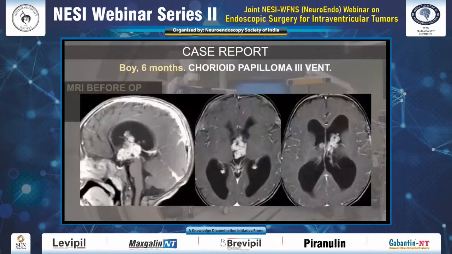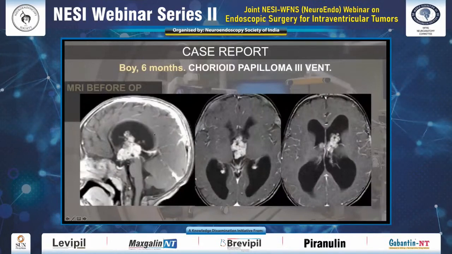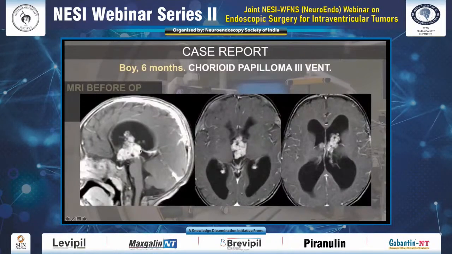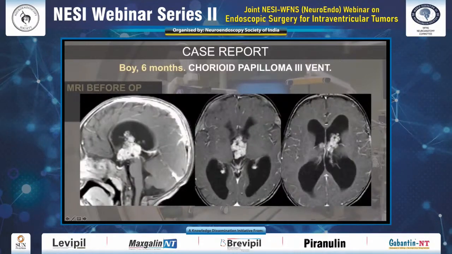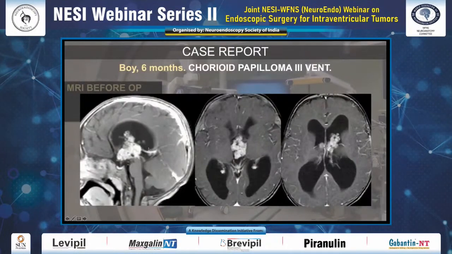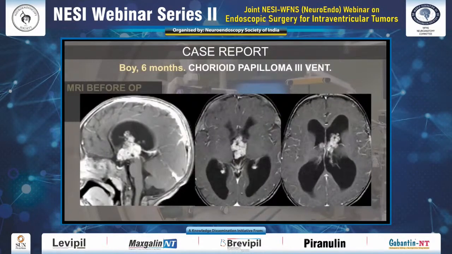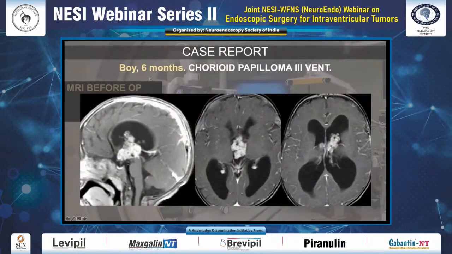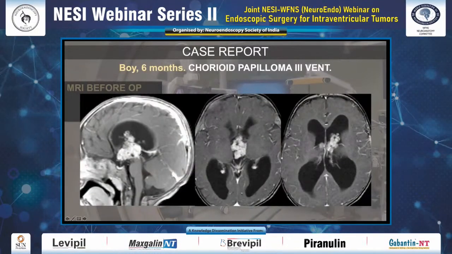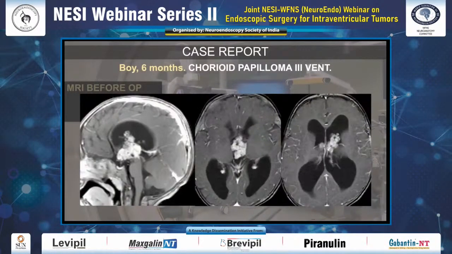And now I want to show some cases about the possibilities of this kind of surgery. For example, this is a very small baby, 6 months old, who has a big tumor that fills the third ventricle and goes out from the third ventricle inside the lateral ventricle through the foramen of Monro. This case is a big challenge for any surgeon, because of a small baby and a lot of vascularization. Even for open surgery it is a difficult case.